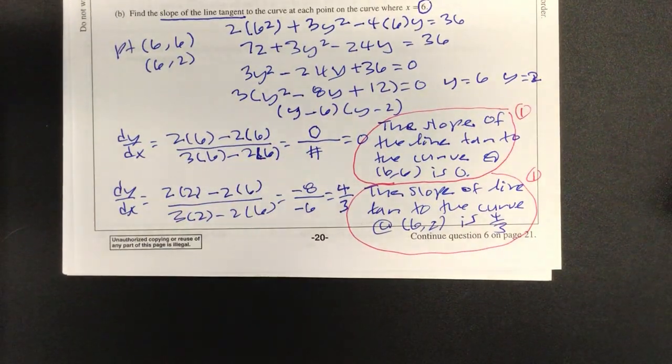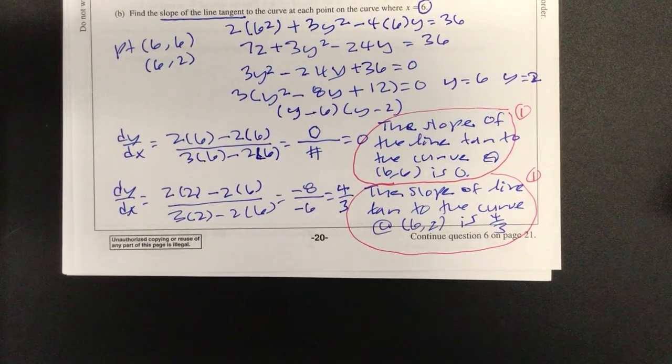Couldn't you put m equals instead of slope equals? Yeah, you could say m is equal to, for sure. Oh, okay.